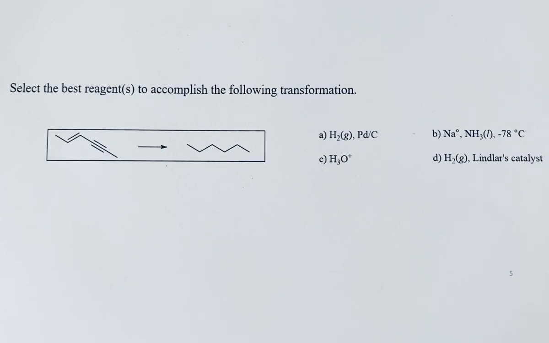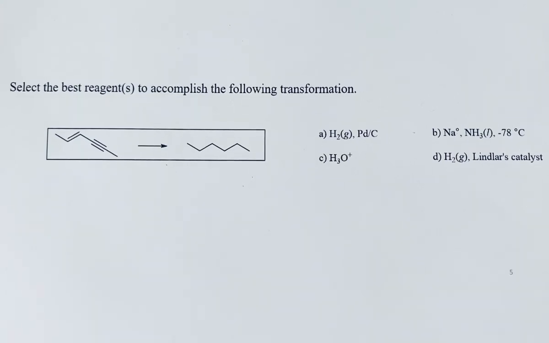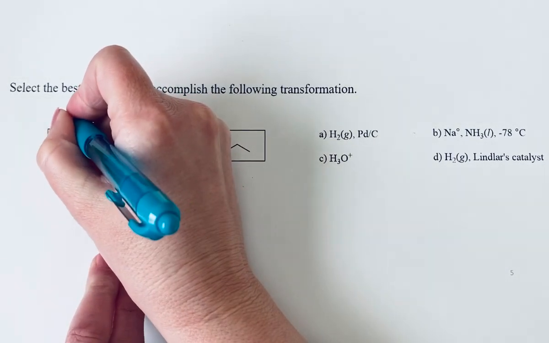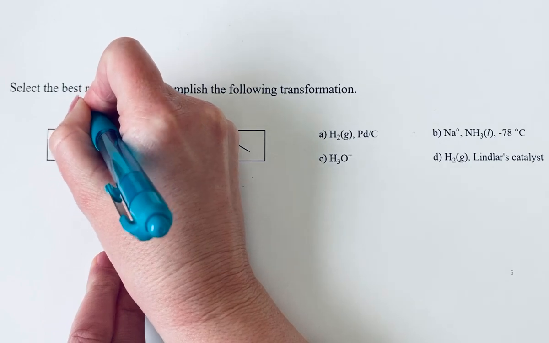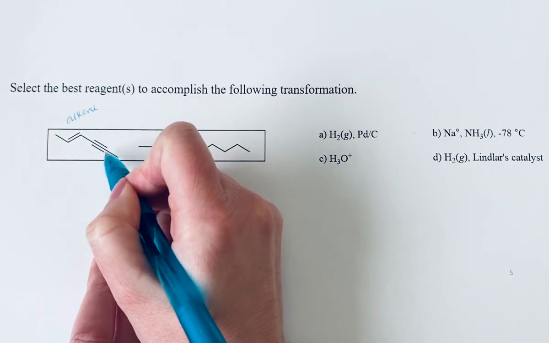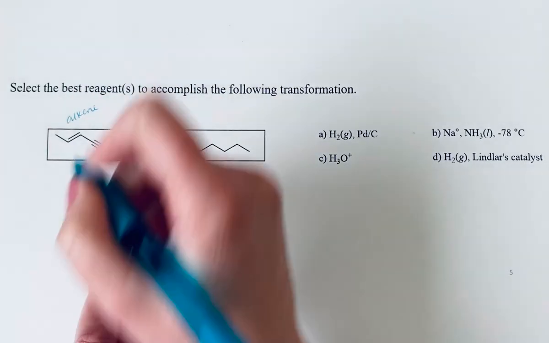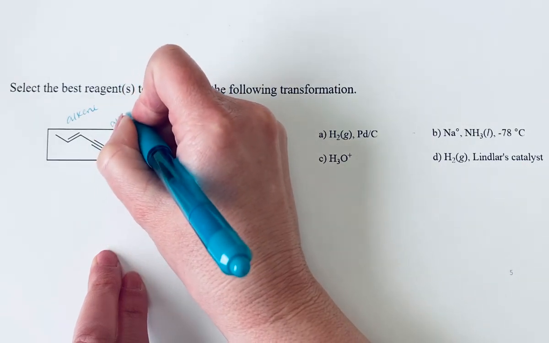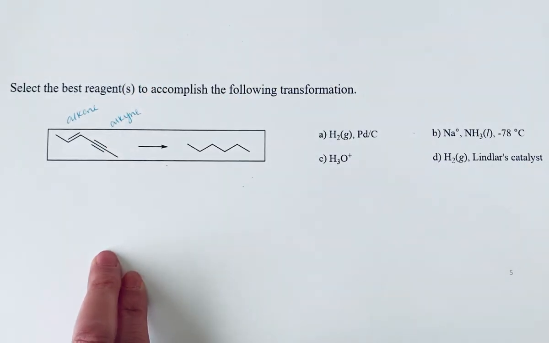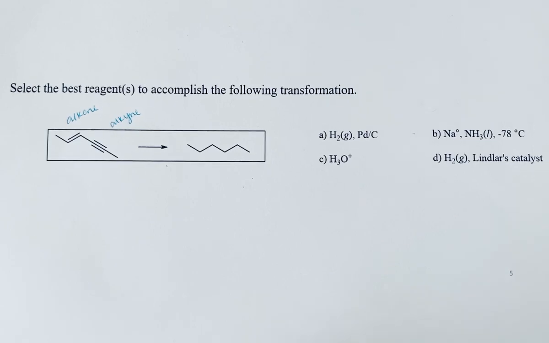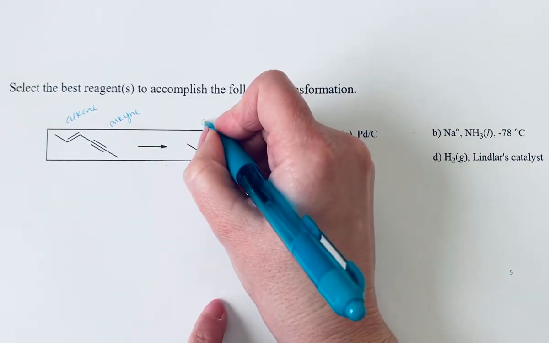Is the functional group changing? And is the carbon skeleton, the number of carbon atoms or how they're bound together, changing? So if we look at our starting material, we have an alkene, a carbon-carbon double bond, and we have a carbon-carbon triple bond, an alkyne. And if we look at the product, we see all carbon-carbon single bonds, so our product is an alkane.